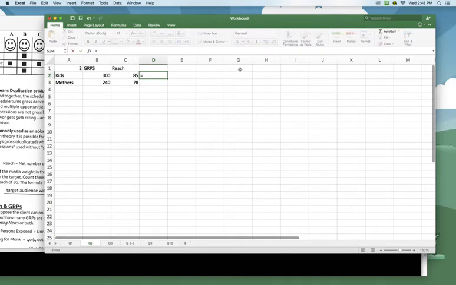So what we'll do is very simple: GRPs divided by reach. And this is where we get our frequency. In this case, it's 3.5 for kids, and we would round up to 3.1 for mothers. And again, this is average frequency.